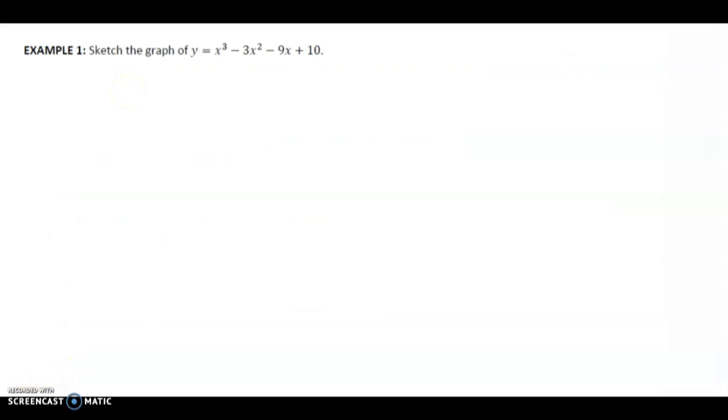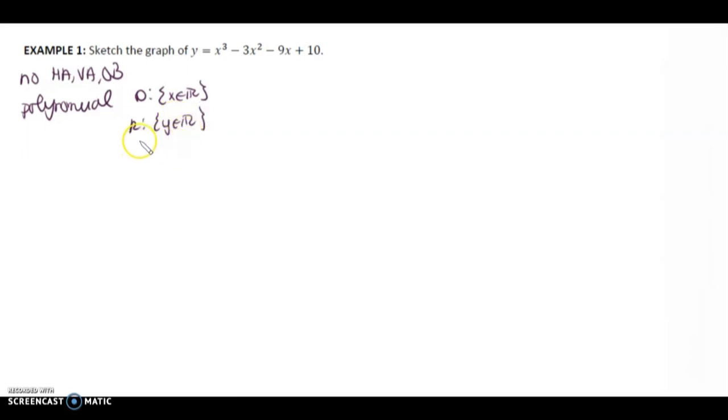So example 1, sketch the graph of x cubed minus 3x squared minus 9x plus 10. So we're going to start putting this all together. First of all, this is a polynomial, so we can make a note that there's going to be no horizontal asymptote, vertical asymptote, or oblique asymptote. We don't have to worry about that. And we know that polynomials have the domain x in R and y in R for this one because the degree is 3.